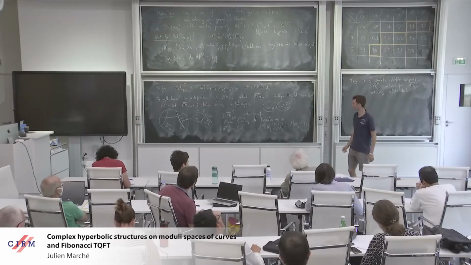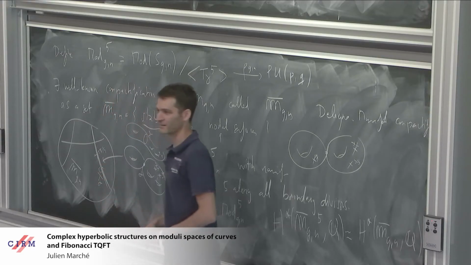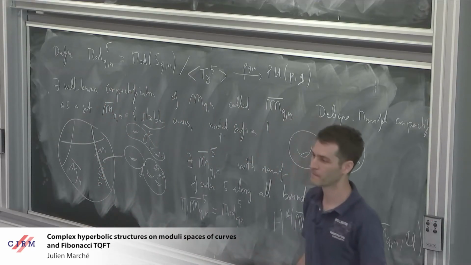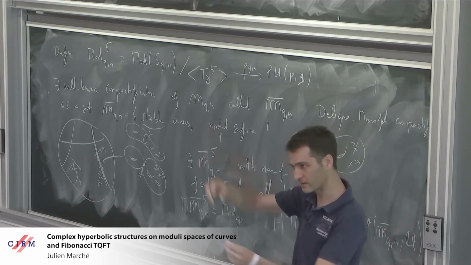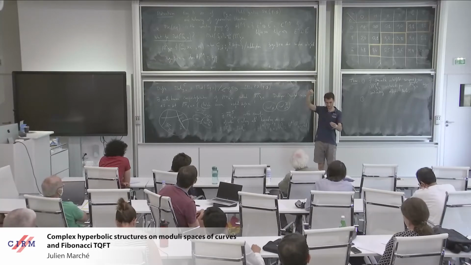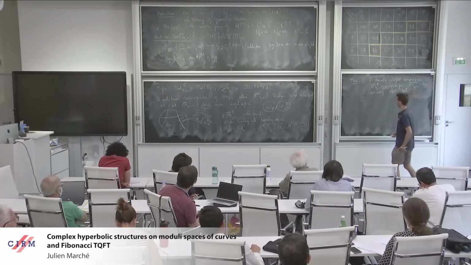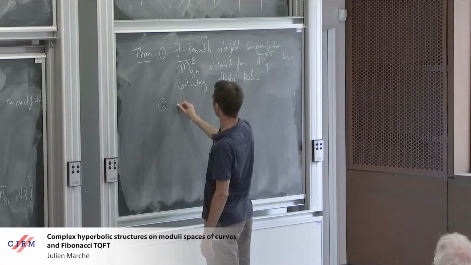Sorry? Yes. There are some stability assumptions. Of course, there are. What I do, I identify all these curves which correspond to the same elliptic tail. So this is a contraction, and it gives a smooth variety.